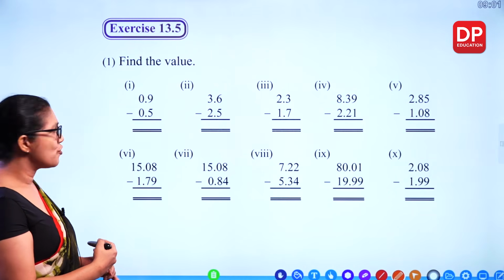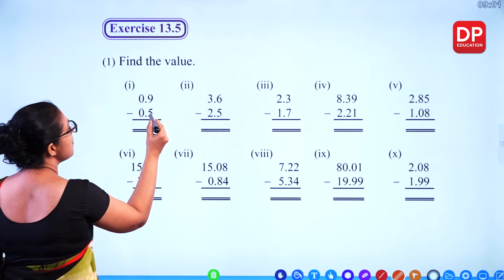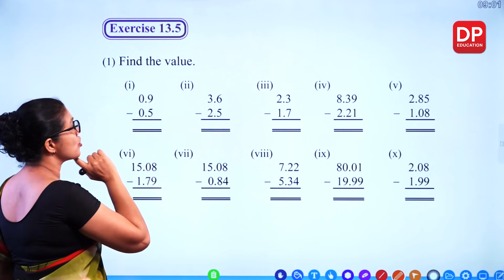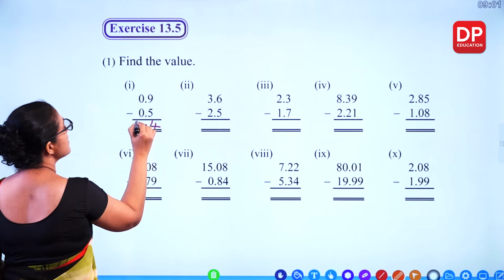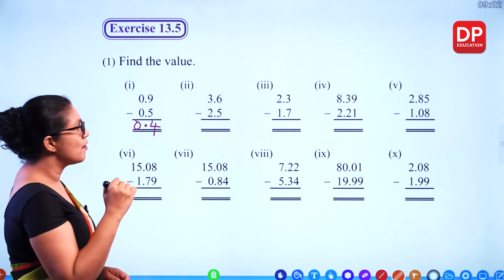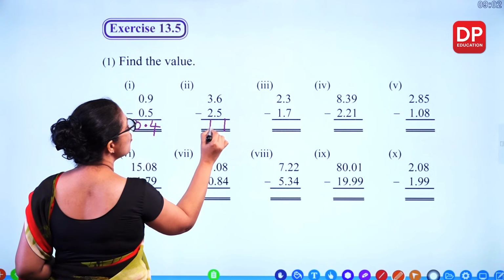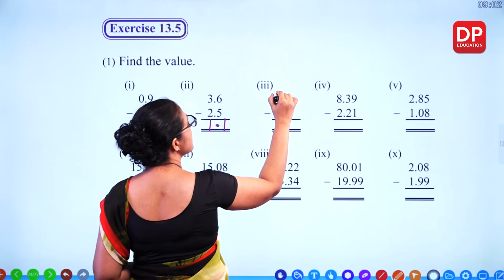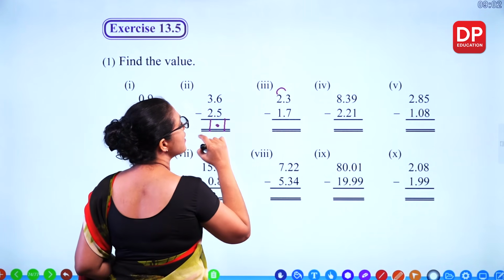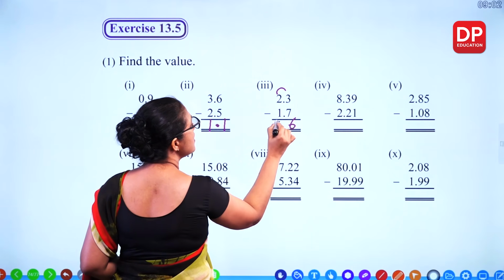Exercise 13.5. Find the value. So we can just subtract as normal and put the decimal place later. This is subtraction. 9 minus 5, 4. Put the decimal place, so 0.4. 6 minus 5, 1. 3 minus 2, 1. 1.1. You can't subtract 7 from 3. Take 1. 13 minus 7 is 6. This becomes 1 minus 1, 0.